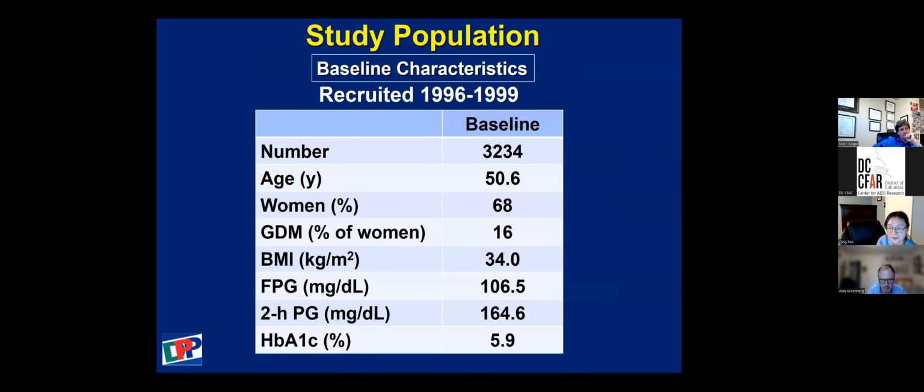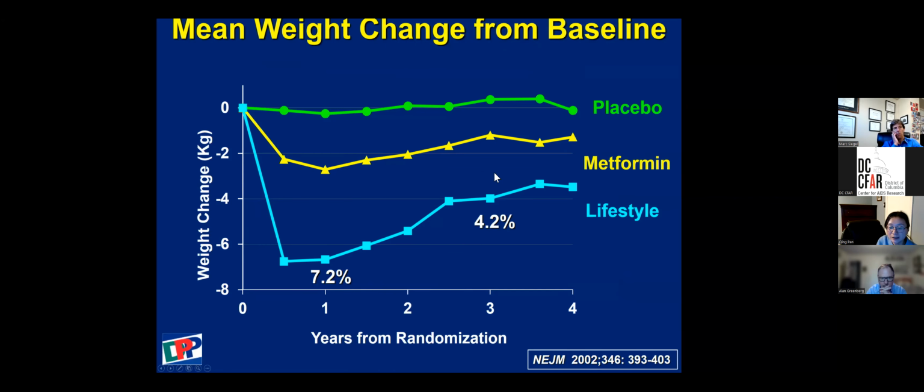And that's the baseline characteristics. They all have somewhat high fasting glucose and 2-hour glucose, and are a little bit obese. 16% of women have a gestational diabetes history. And somehow, like most of the trials I am in, there are always more women than men. Females are more interested in research or care about health. Average age is 50. And here are the weight changes.